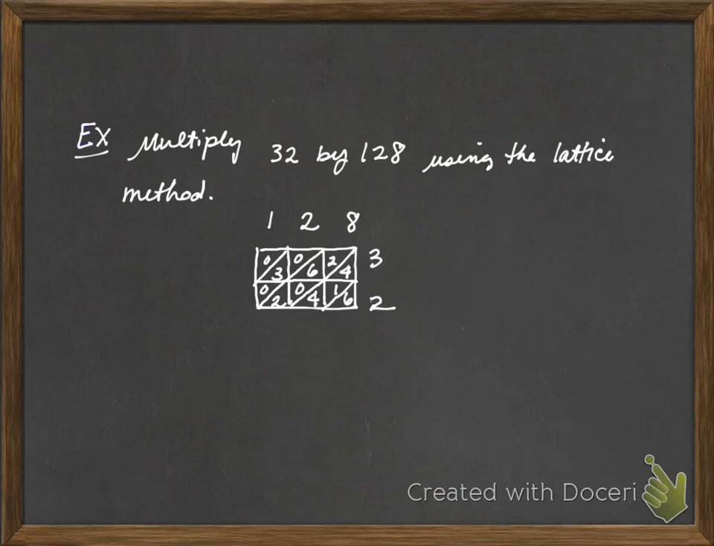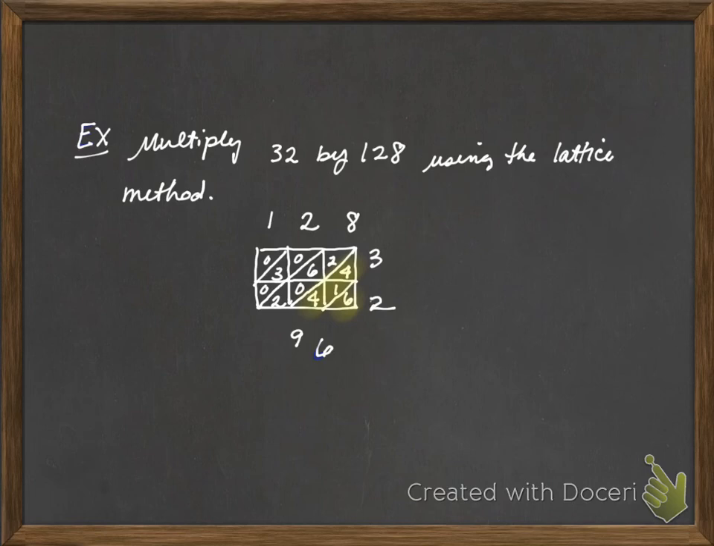The next step is to add up along the diagonals, so I'm going to do this one first. So that's just 6. And then I'm going to add this diagonal here. 4 plus 1 plus 4. 4 and 4 is 8. 8 and 1 is 9. By the way, notice I didn't have to carry anything over because that's a 1-digit number.